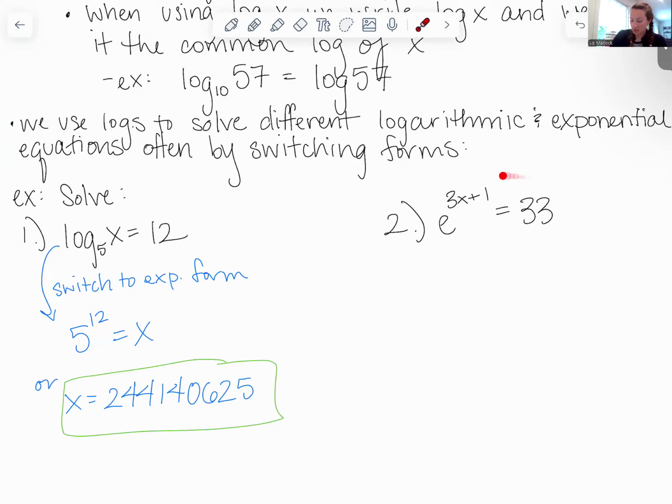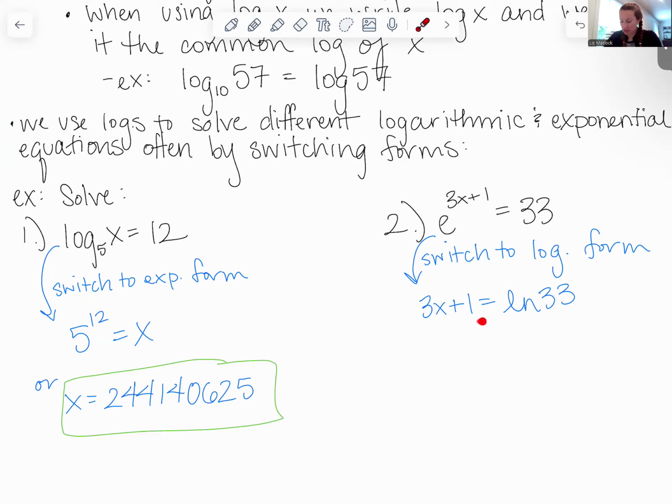All right, this time the equation that we're trying to solve is given as an exponential, and I'm still going to switch it to log form. So whatever form you were given, try switching it to the other one. In this case, I started with exponential, so I'm going to switch it to log. That means that I'm going to have 3x plus 1 is equal to the natural log of 33. Remember that the natural log is the log base e.